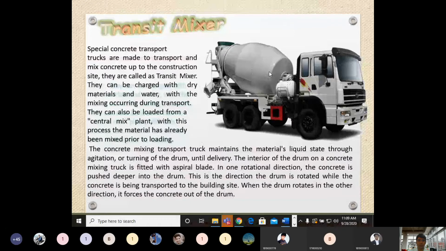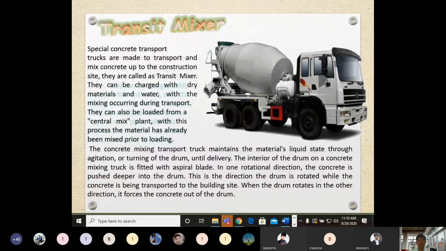The interior of the drum on a concrete mixing truck is fitted with a special blade. In one rotation direction, the concrete is pushed deeper into the drum. This is the direction the drum is rotated while the concrete is being transported to the building site. When the drum rotates in the other direction, it pours the concrete out of the drum. So this type of concrete mixer is generally used to transport the concrete from the RMC plant or the central plant up to your job site or building site where the concrete is going to be placed. So this is about the transit concrete mixers.